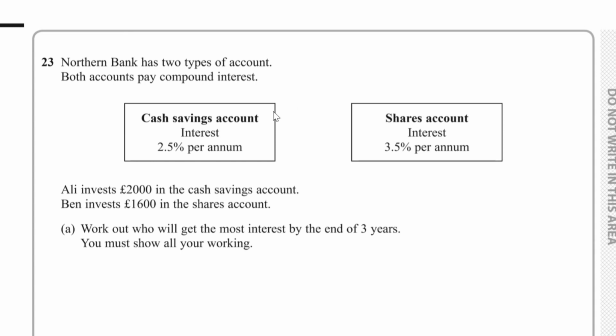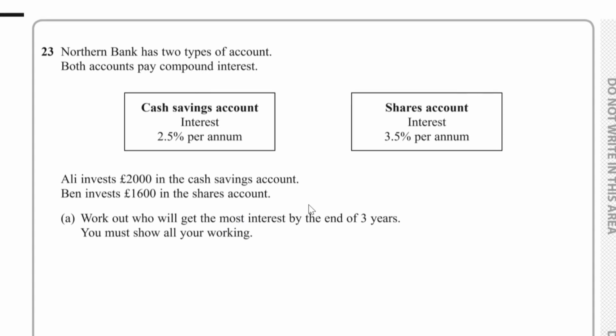Question number 23. Northern Bank has 2 types of account. Both accounts pay compound interest. With the cash savings account, the interest is 2.5% per annum. With the shares account, interest is 3.5% per annum. Ali invests £2,000 in the cash savings account. Bennett invests £1,600 in the shares account. For part A, we have to work out who will get the most interest by the end of the 3 years. You must show all your working.